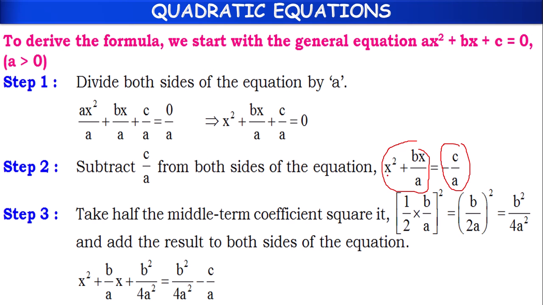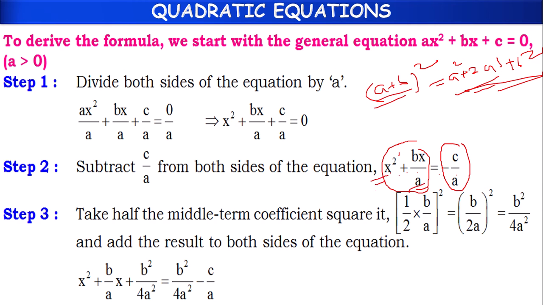Here there are two terms, but it should be written in the form of a plus b whole square, which is a square plus 2ab plus b square. If we have a square plus 2ab plus b square, then we can write a plus b whole square. Now we have only two terms: a square is there, 2ab is there. We need b square. For having this b square, if the middle term is 2ab, we have to take half of the middle term.